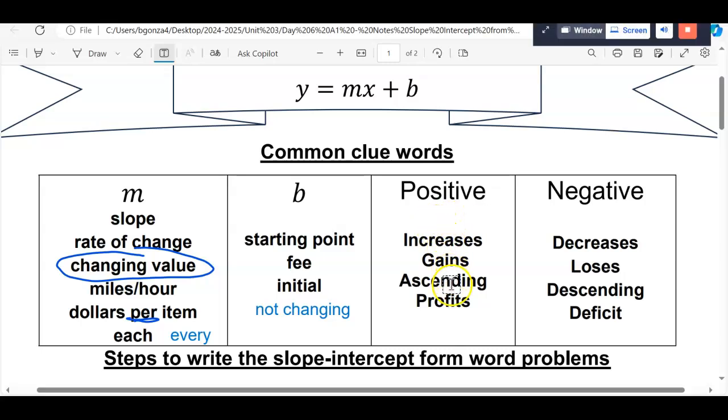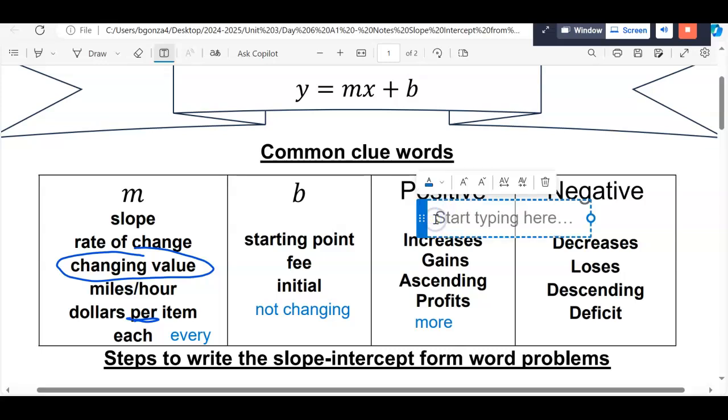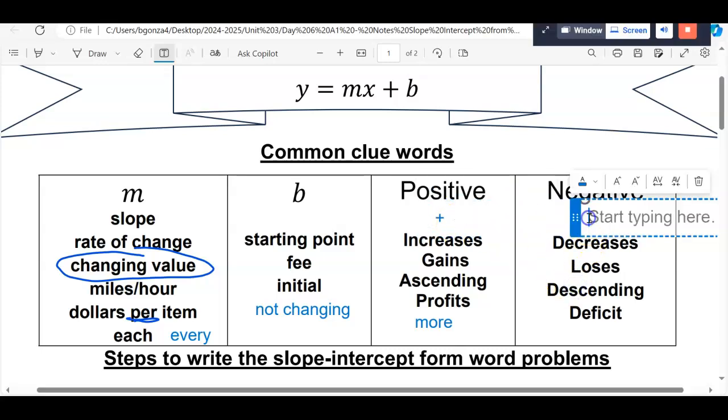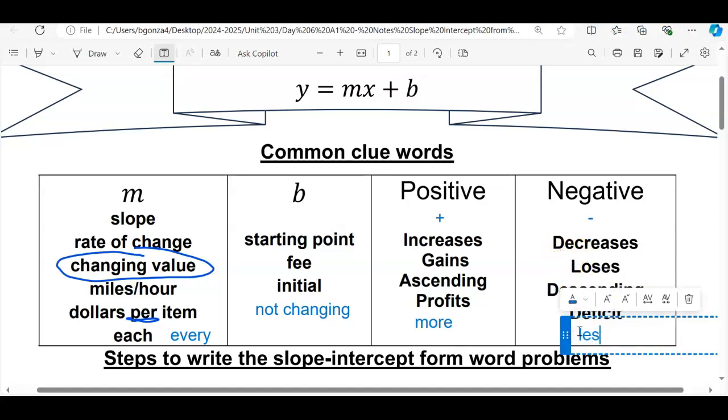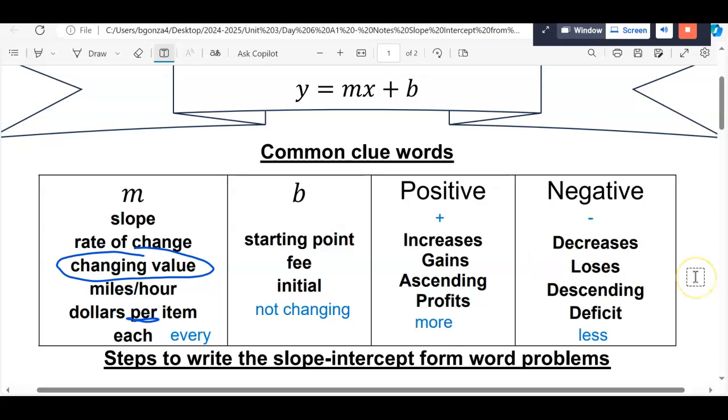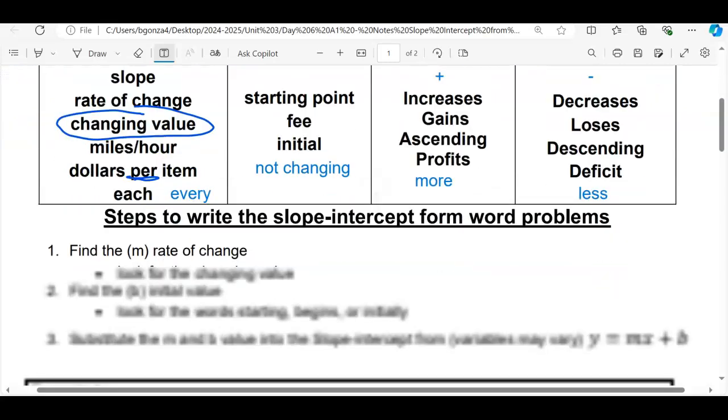So look at this. Increasing, gaining, ascending, profits, more. Okay, all these can mean positive, right? But what about negative? Well, for negative: decreasing, losing, descending, deficit, less, minus. Any negative word can be a negative sign. So the most common error is people forget negative signs because they don't see the word or they rush through it. So we're going to do some examples together following these 3 steps.